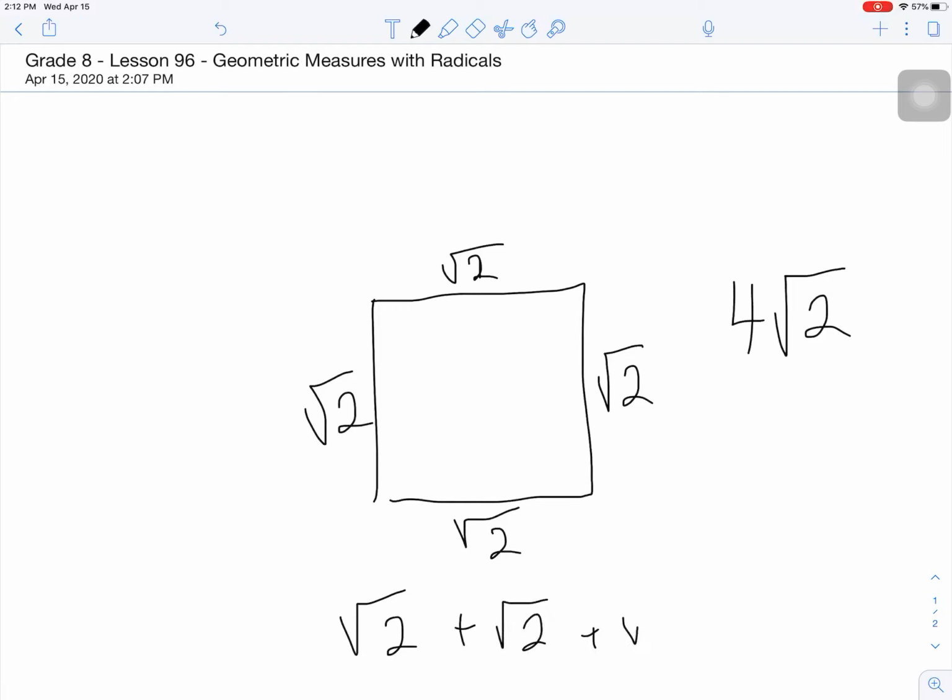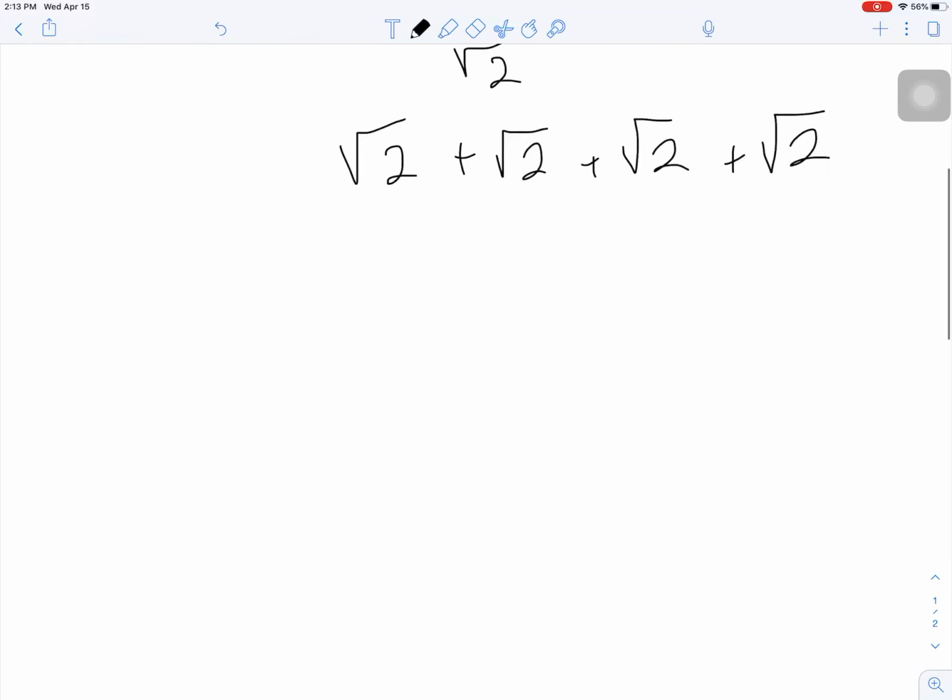Because we have basically square root of 2 plus square root of 2 plus square root of 2 plus square root of 2. So that hopefully makes sense. We just got 4 of them, so it's 4 times the square root of 2. That's how we'd find the perimeter of something. That's the basic concept over there.